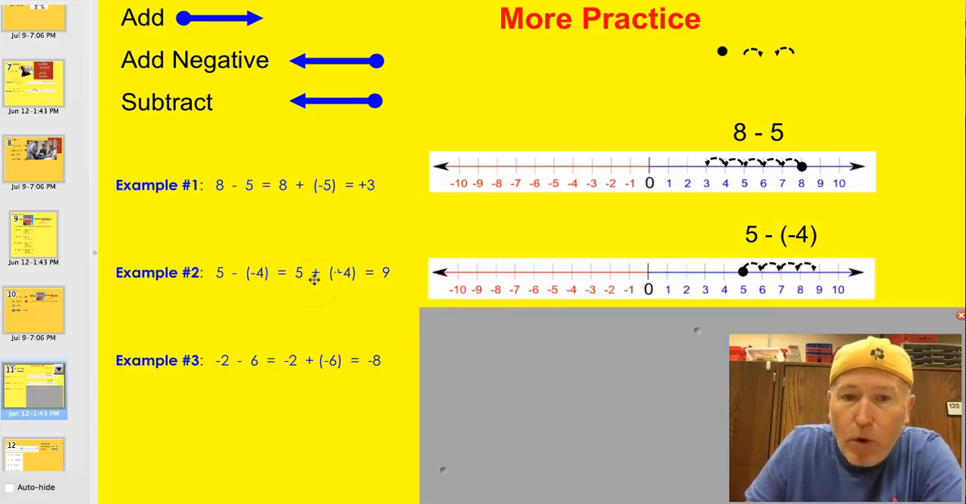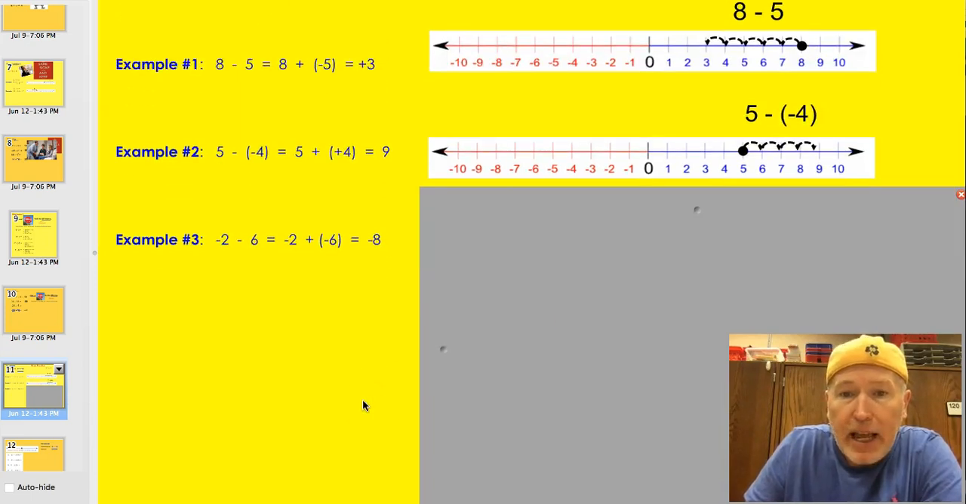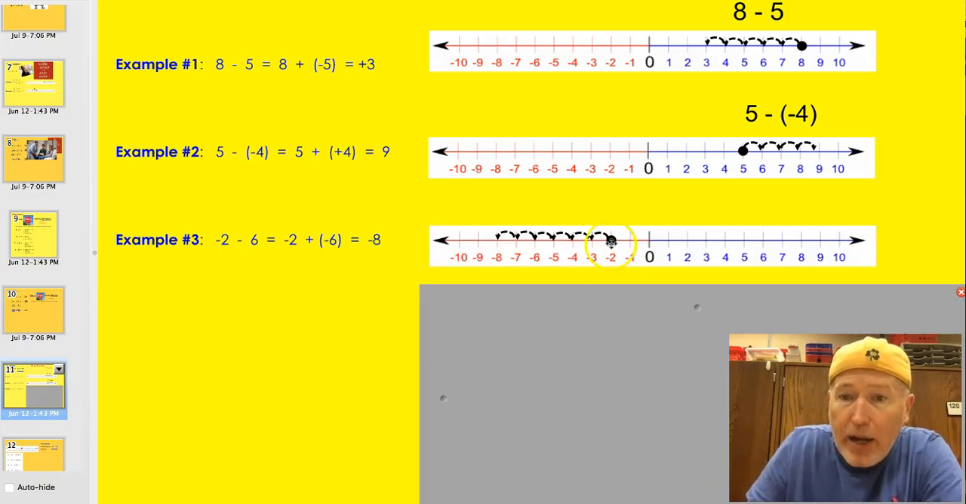Here's another one. 5 minus a minus 4. That's the same as 5 plus 4. That's a double shot. We're at 5. We're adding, so we're going to the right. We're over at 9. Last one. Negative 2 minus 6. Now, these are the same signs. Minus and a minus. So we're just going to add them. 2 plus 6 is 8, and we're going to keep that negative. But on the number line, we're at a negative 2. We're adding a negative 6, and so we're moving to the left because we're adding a negative.